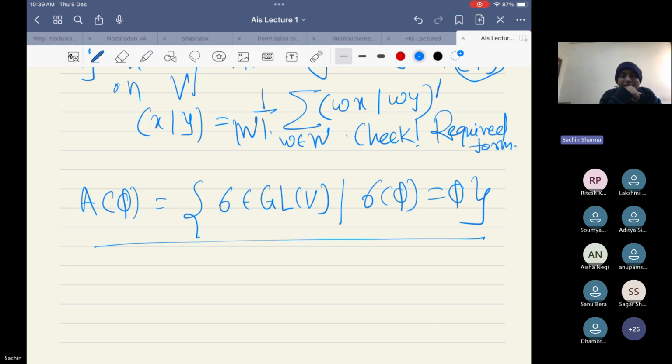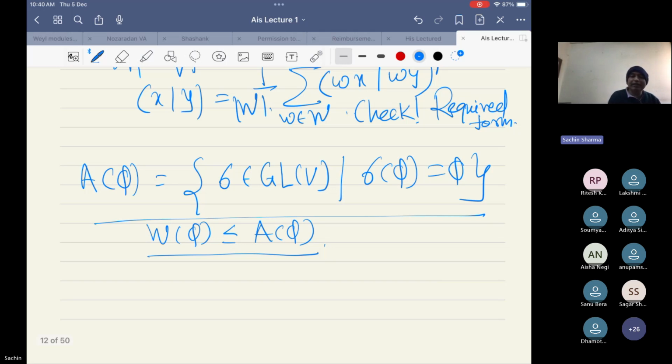What is the difference between A phi and W phi? A phi can be larger, right? Very good. It is indeed larger. W is generated by order 2 elements, these are reflections, and here it is arbitrary. But remember that A phi is again a finite group, because it is contained in S of cardinality phi. So you have A phi is contained in W phi is contained in A phi.